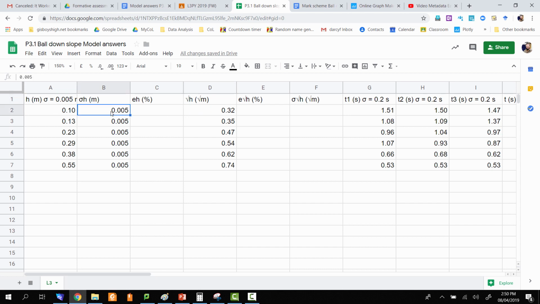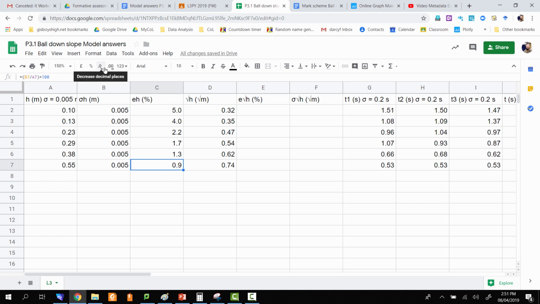So to do that, here's our absolute uncertainty. We decided it was 5 mils or 0.005. Our percentage error, that's what we have to transform, is equal to, use a bracket, this value here divided by the actual h value multiplied by 100. So that's our percentage error. It's 5%. Yeah, that's pretty easy to do. And we'll do the same thing for all of them. And you'd see that when we get down to 0.55 meters, it's only 0.9%.